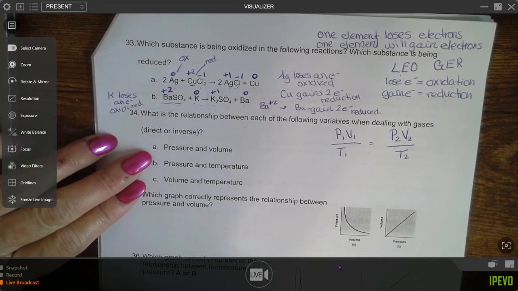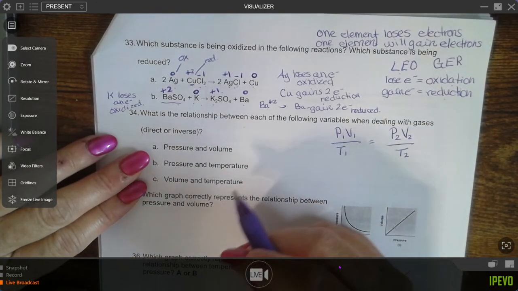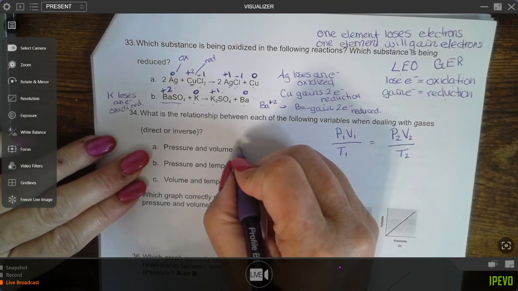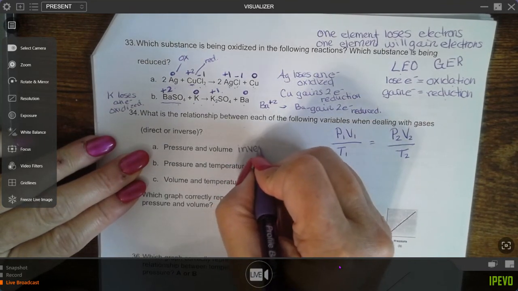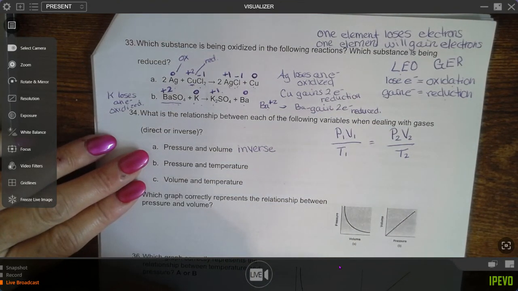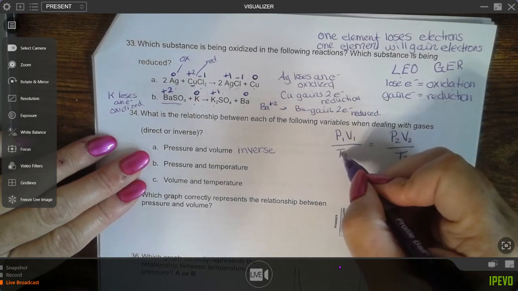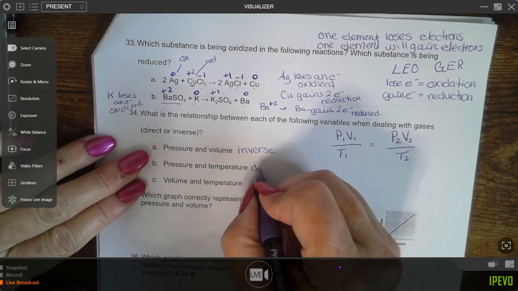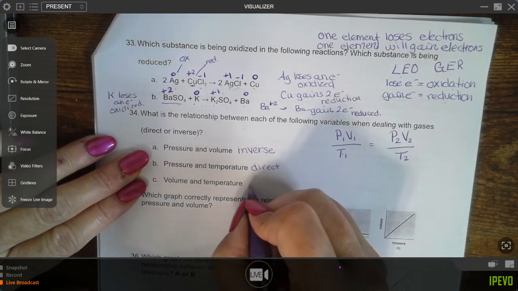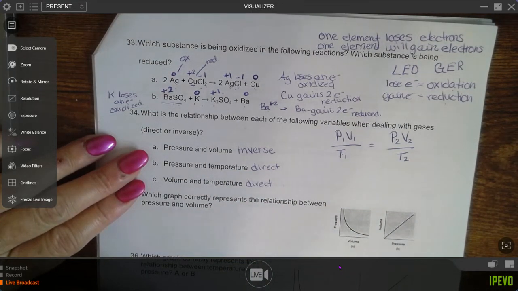So this asks us pressure, volume. Since pressure and volume are not in a fraction, they are inverse. It's an inverse relationship. If pressure goes up, volume goes down. If pressure goes down, volume goes up. Pressure and temperature and volume and temperature are both direct relationships, meaning if one goes up, the other goes up. One goes down, the other goes down.